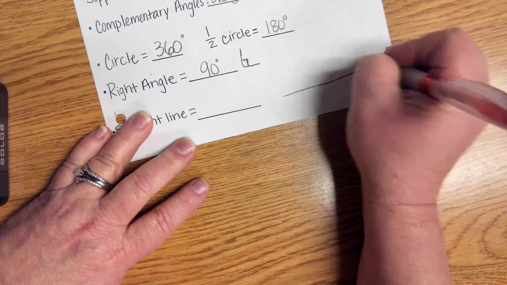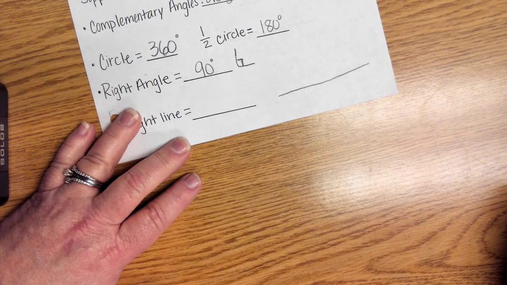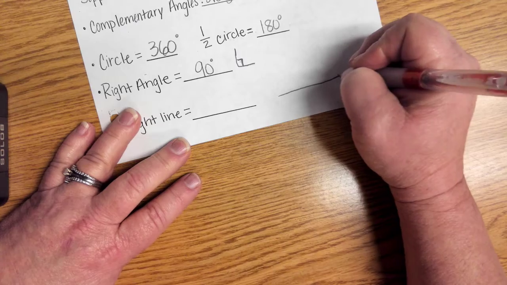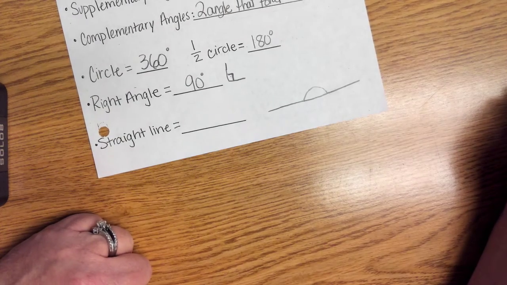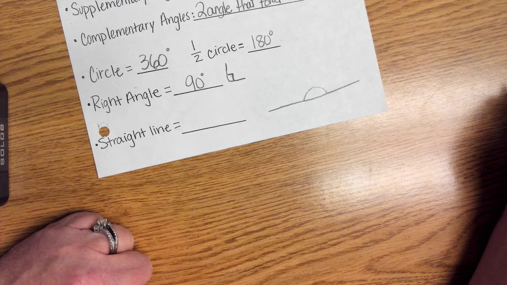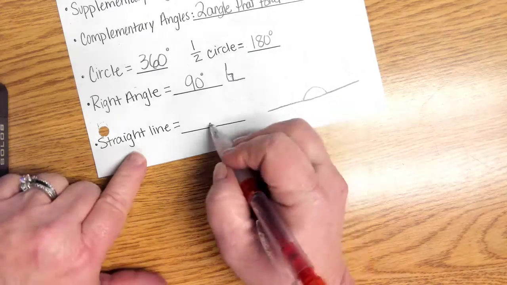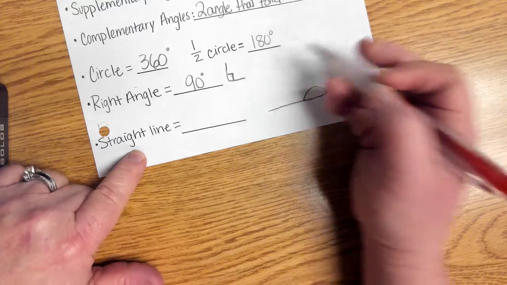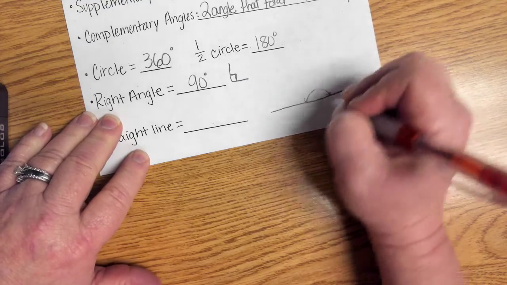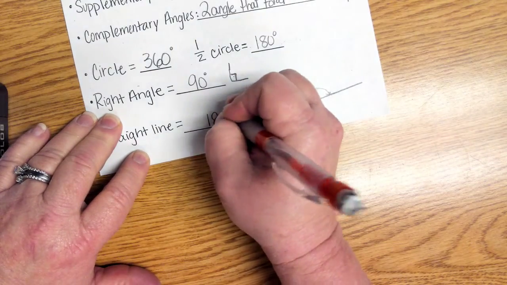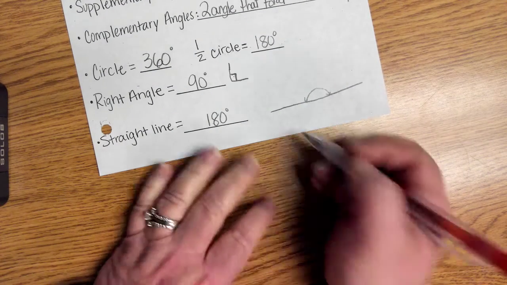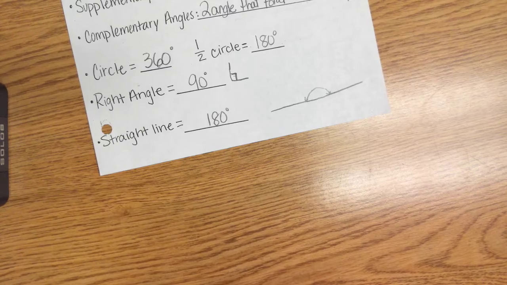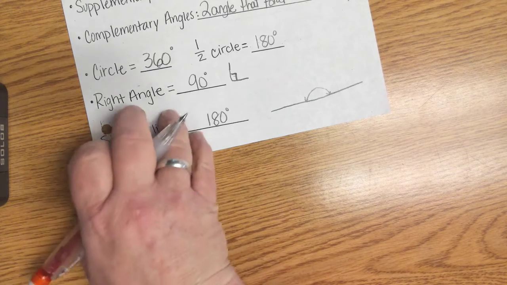Because look at it. If I draw a straight line, I know my straight line isn't very good, is it? If I go from here to here, how much of a circle is that? Half a circle, isn't it? And half a circle we said was? 180. So from here to here is 180 degrees. Okay? Half a circle on a straight line. That's how many degrees you have, all right? Look at how quickly these notes are going.